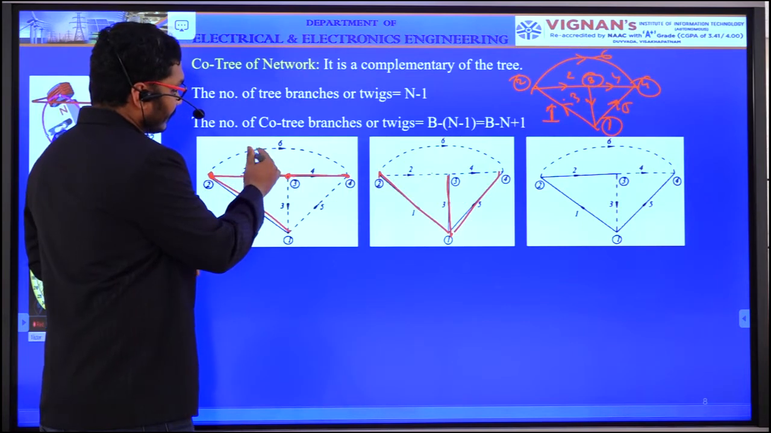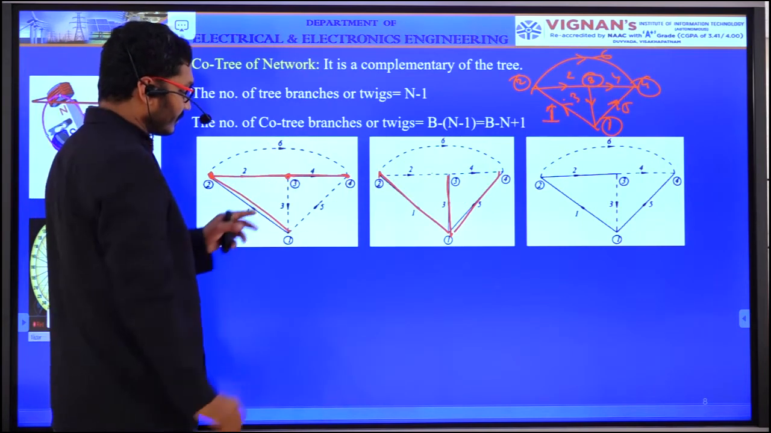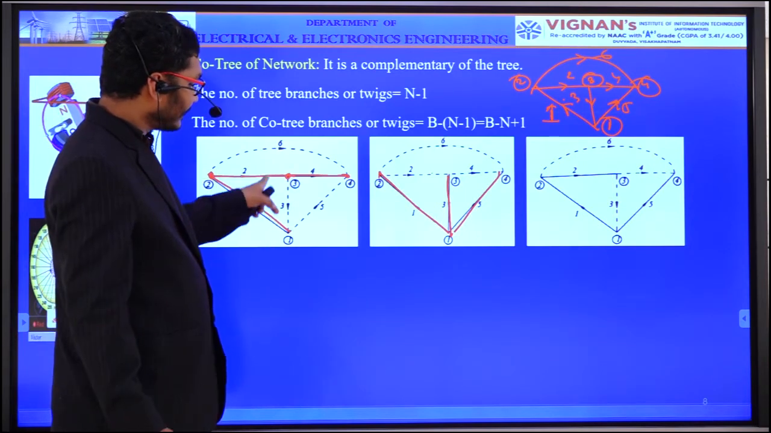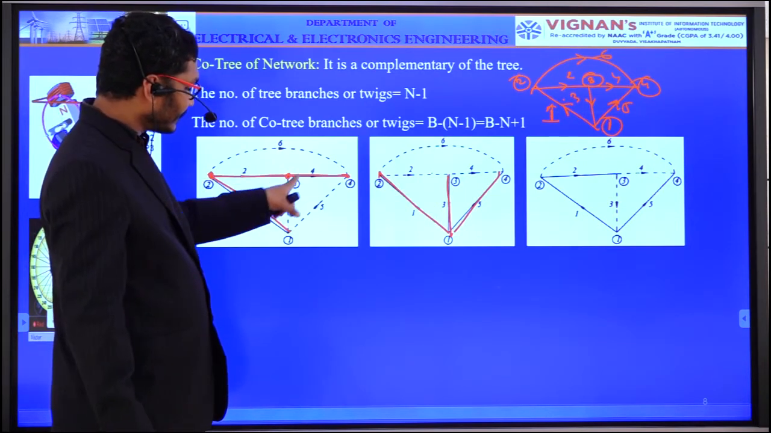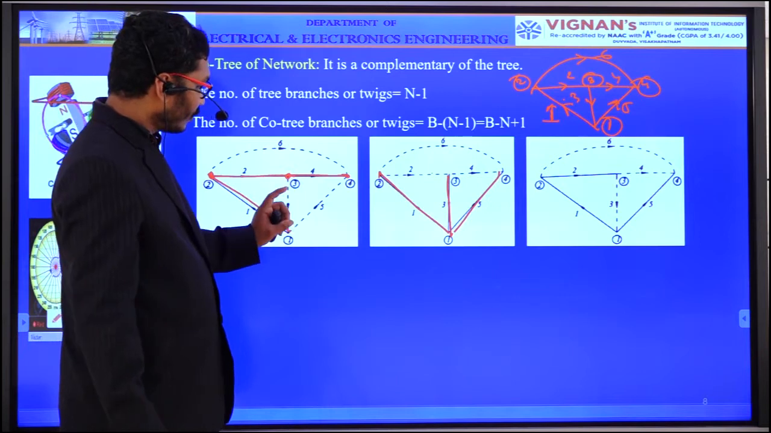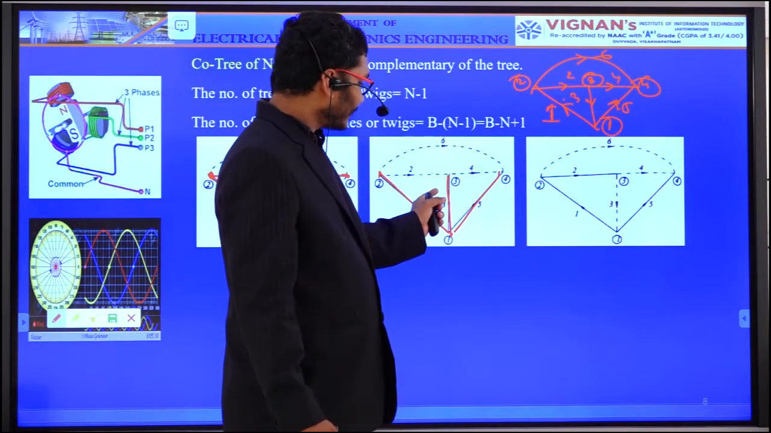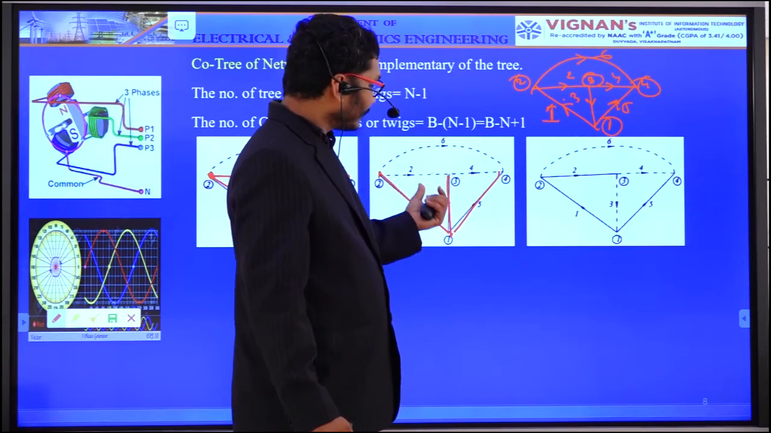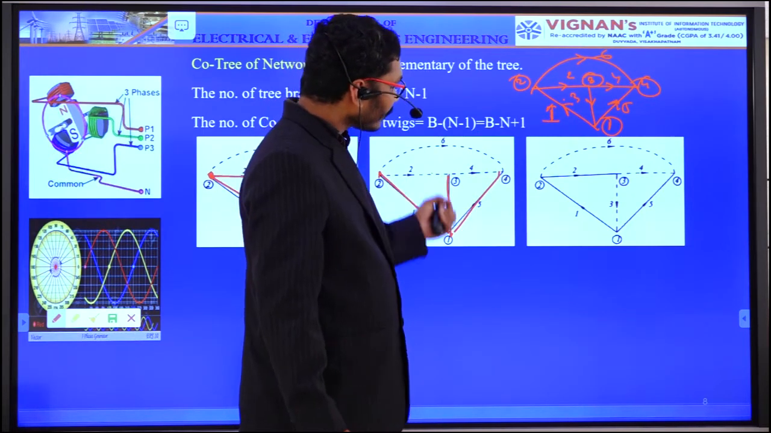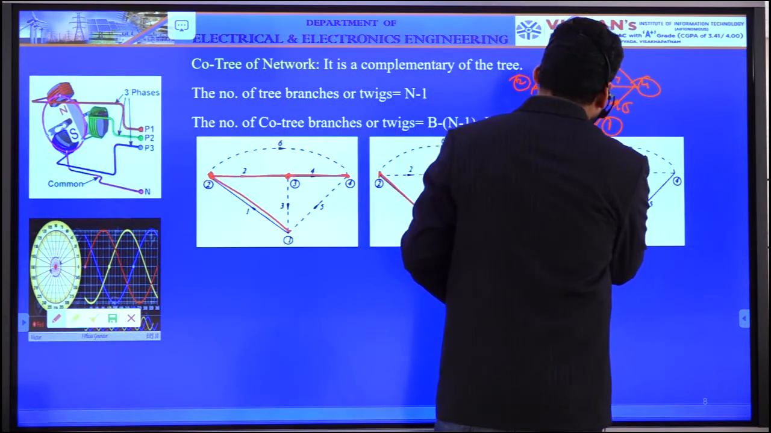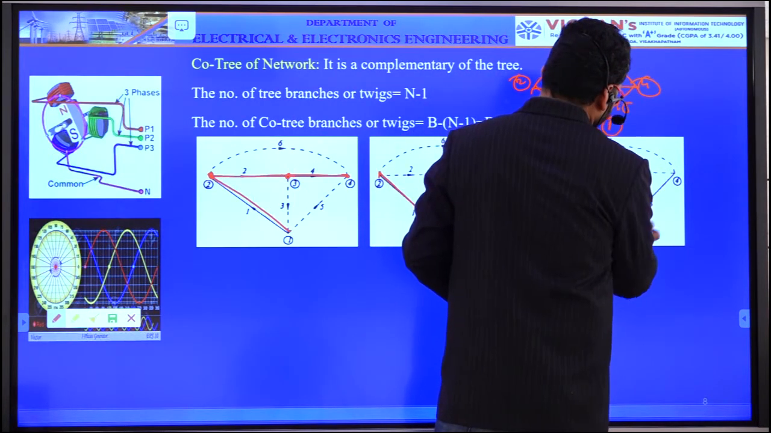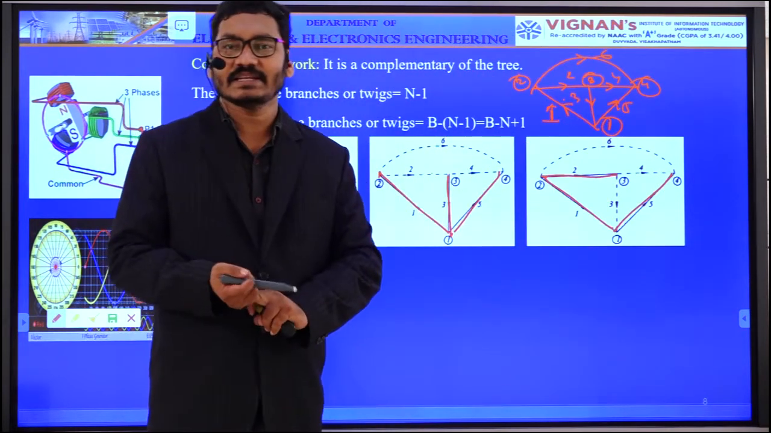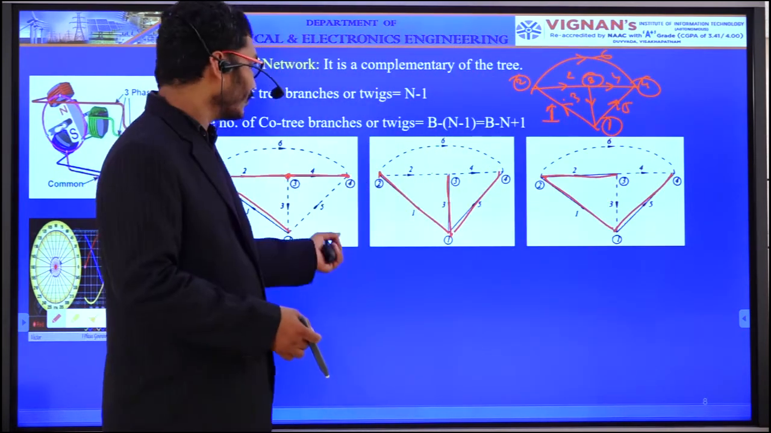Is there any closed path? Just neglect these dotted branches and see only the dark branches. Is it forming any closed paths? No. Similarly, the same graph has another tree. Here also it is not forming closed paths. It means for any graph there are many trees. Here I am showing only 3.